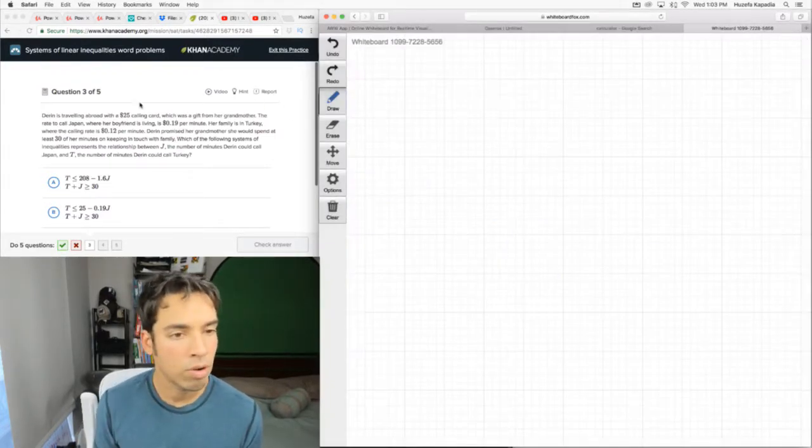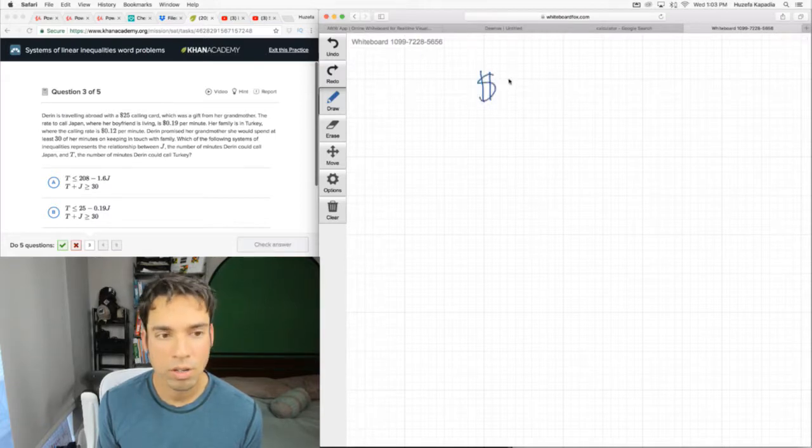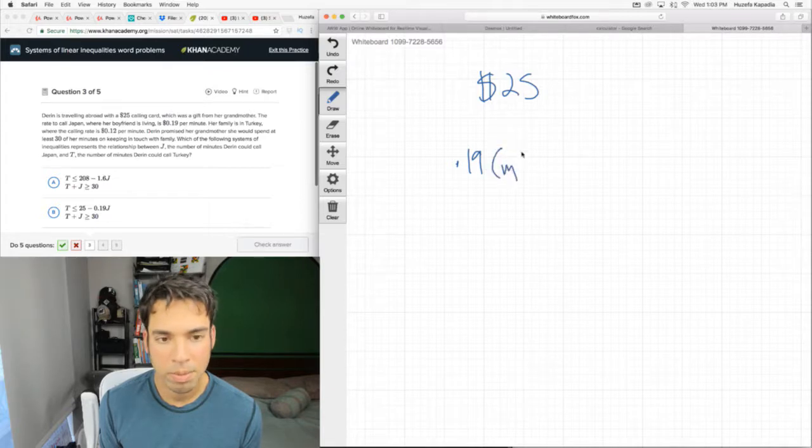Darren is traveling abroad with a $25 credit card, which was a gift from her grandmother. The rate call to Japan, where her boyfriend is living, is 19 cents per minute. 19 cents, I'll multiply this by minute.